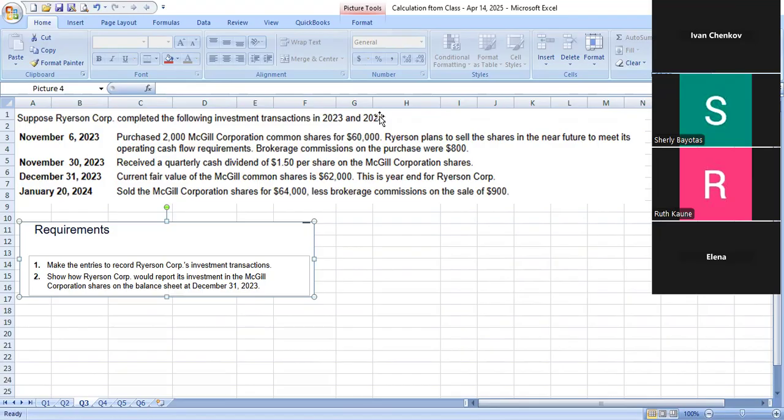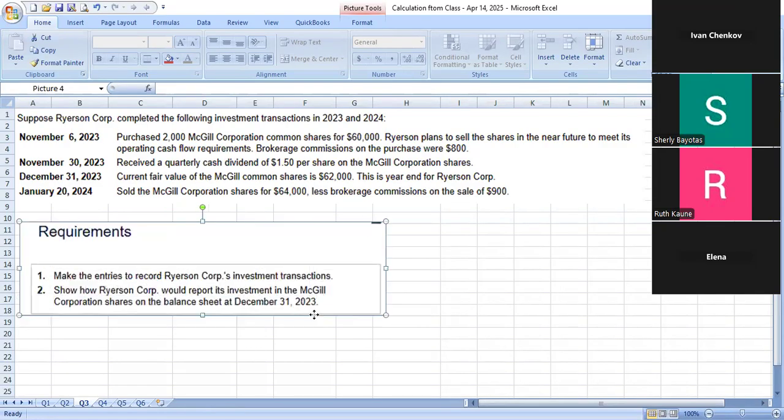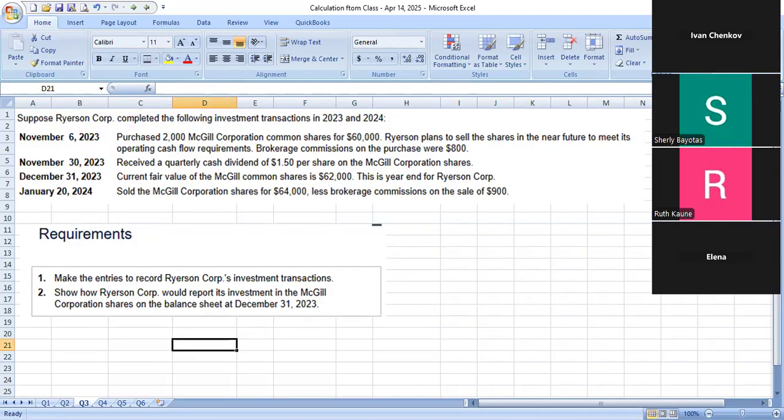The next thing that happened is the current fair value of the common shares is $62,000. This is at the year end. And the last thing that happened, they sold the shares for $64,000 less the brokerage commission on the sale of $900. What do we have to do? We have to make the entries to record the investment transactions, and we have to show how the investment in the corporate shares would be reported on the balance sheet on December 31st, 2023. That's what we have to do with this question. Obviously, this question is from chapter 16.